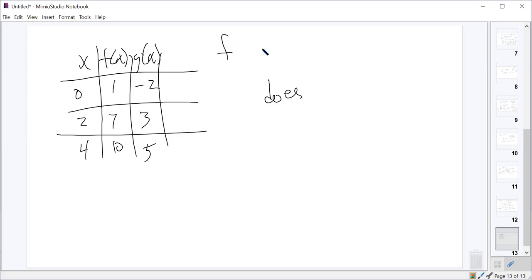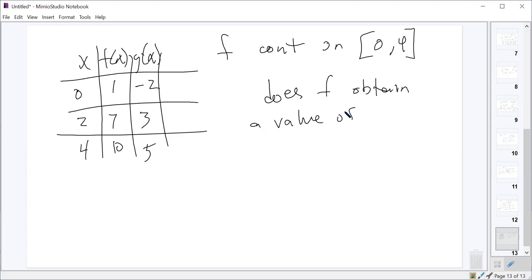if, as we'll say, f is continuous on 0 to 4, does f obtain a value of 3 on the interval 0 to 4? And you'd say yes, because f is a continuous function from 0 to 4, and it goes from 1 to 10 between 0 and 4, and therefore it must hit 3 somewhere between 0 and 4. It might hit it as many times as you want it to, right? You could hit it 17 times in between there.